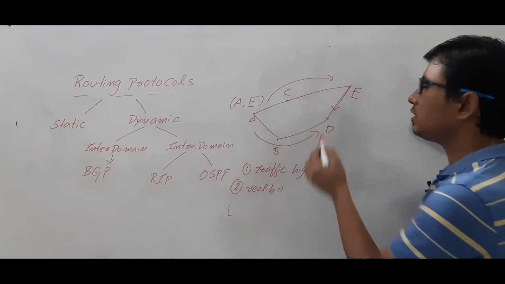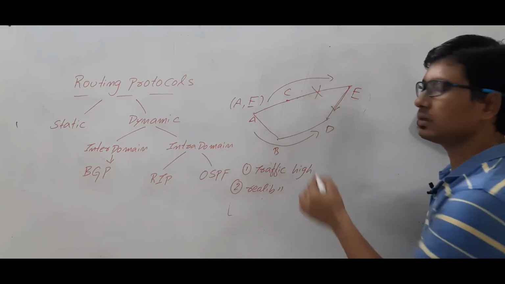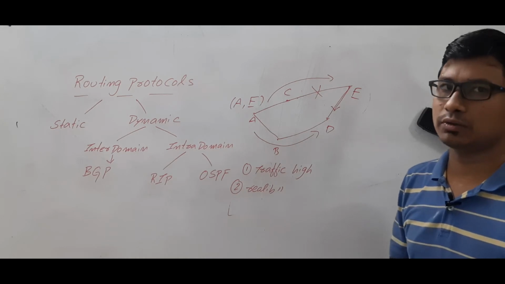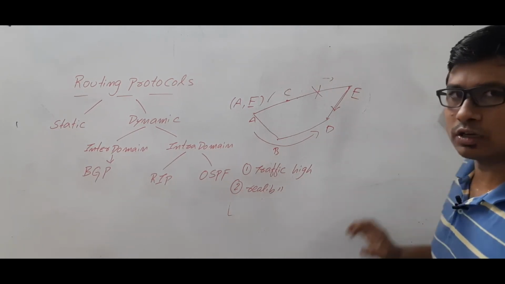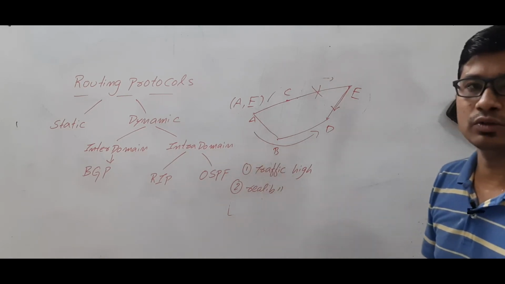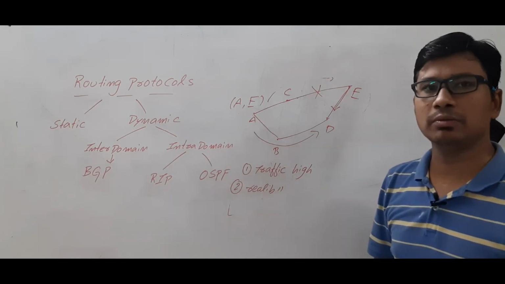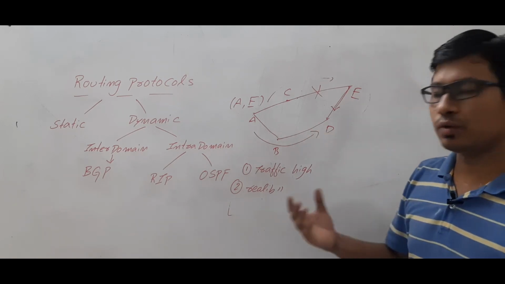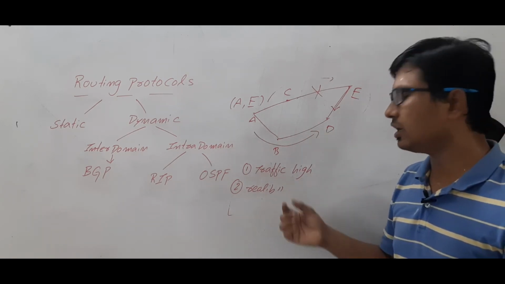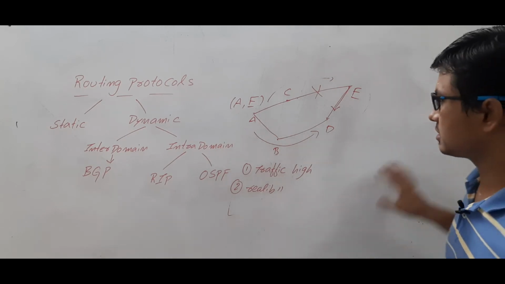While it was delivering to E, this link went down. Then the packet could not be delivered to E. So using a routing protocol, the reliability is not that high. However, when you are using flooding, the reliability will be high. Is it clear? Are you able to understand? Whereas using the routing protocol, the traffic will be less and the reliability also a little bit less.